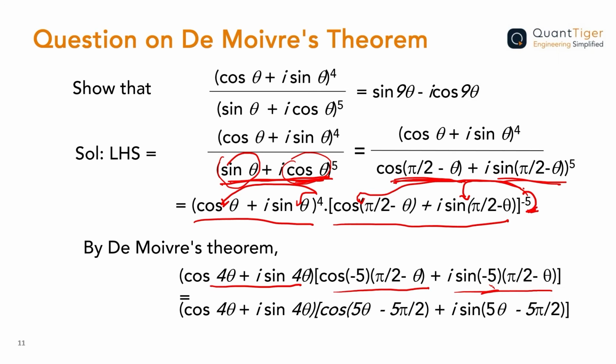After this we have just simplified. The first bracket stays as it is. In the second bracket, I multiplied the -5 outside with the angle. So -5 multiplied with minus theta becomes plus 5 theta, and -5 into pi by 2 becomes minus 5 pi by 2. Simply I have done the multiplication of the -5 with the angle. Here also I have multiplied the same way. So this is what I will get.